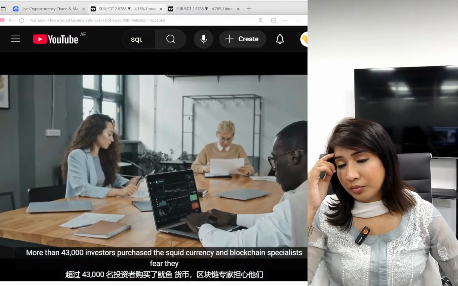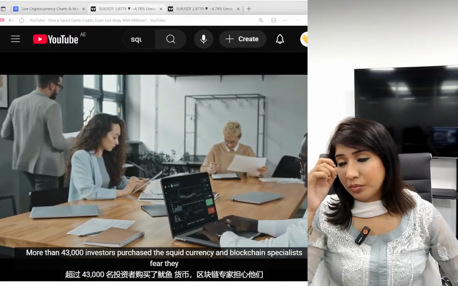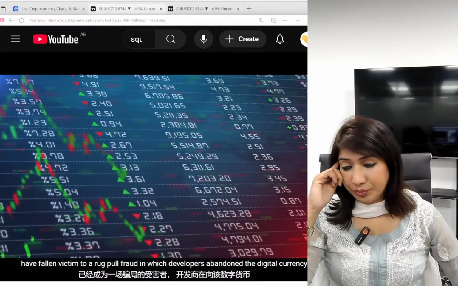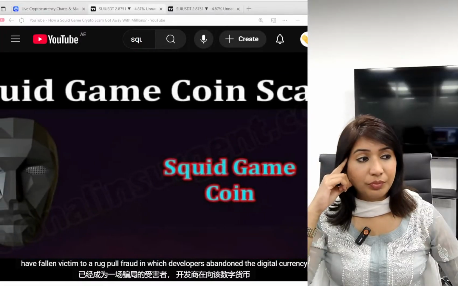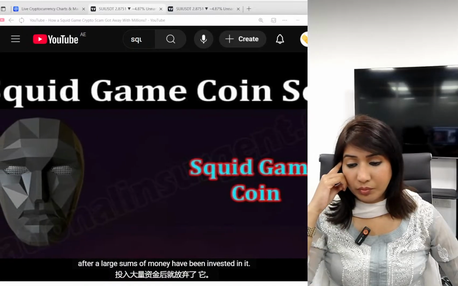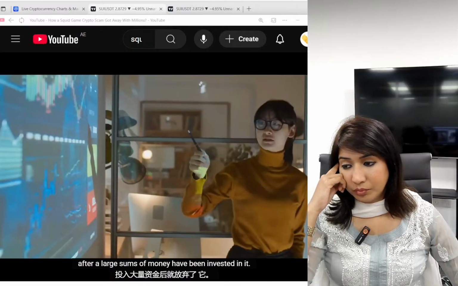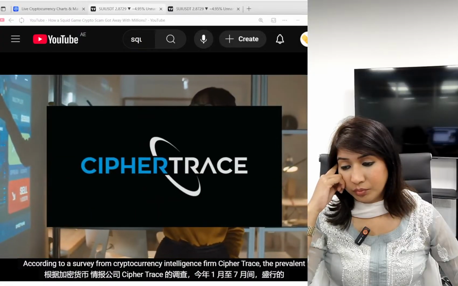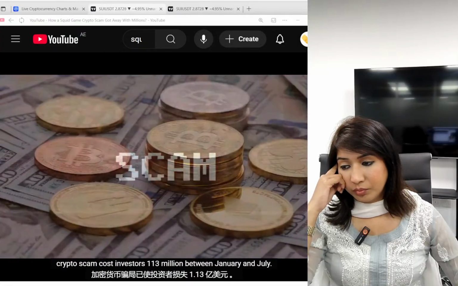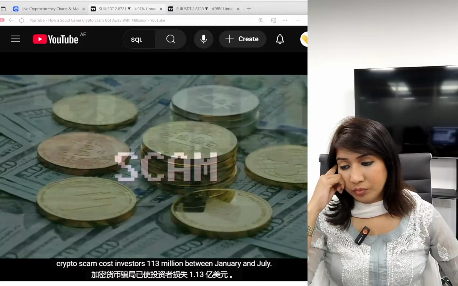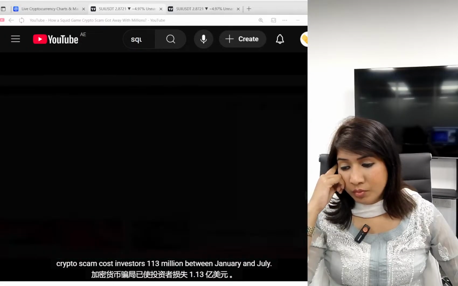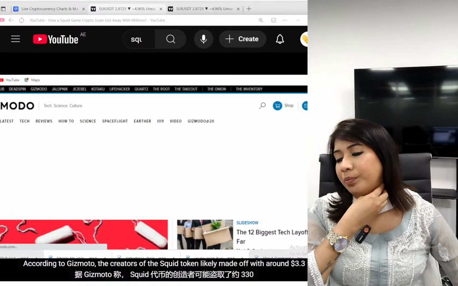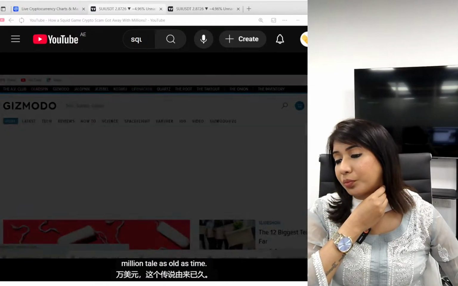More than 43,000 investors purchased the Squid currency, and blockchain specialists fear they have fallen victim to a rug pull fraud, in which developers abandon the digital currency after large sums of money have been invested in it. According to a survey from cryptocurrency intelligence firm CipherTrace, the prevalent crypto scam cost investors $113 million between January and July. According to Gizmodo, the creators of the Squid token likely made off with around $3.3 million.